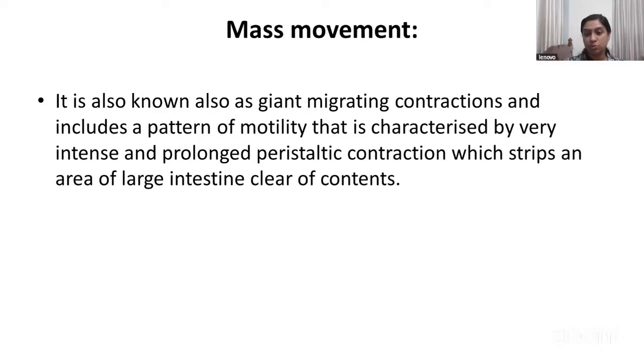Next is the mass movement that involves the large intestine. It is also known as the giant migratory contractions and includes a pattern of motility that is characterized by very intense and prolonged peristaltic contraction, which strips an area of the large intestine clear of contents. So it's an intense and prolonged peristaltic contraction, and a large amount of intestine is cleared during this mass movement.